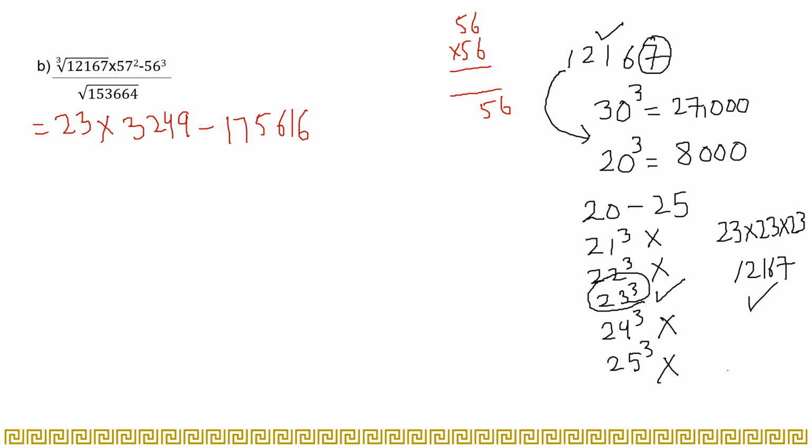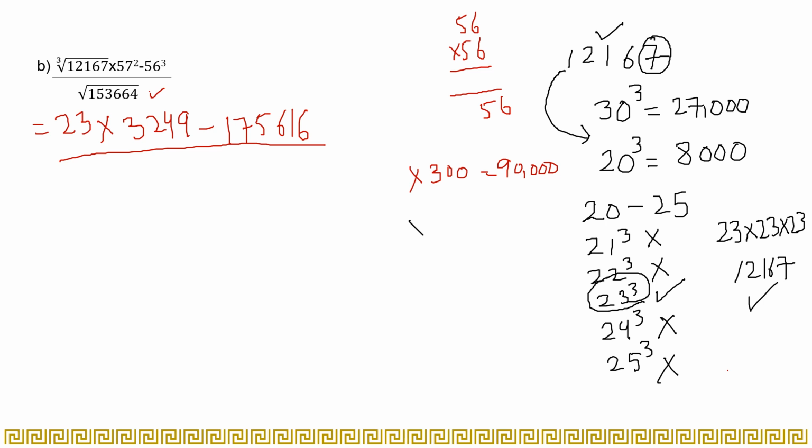175,616, right? And now divided by, look at this number, 153664. Now this number is quite great and we have to look for the square root of this number. That is, by multiplying two numbers we should get this number. So it's better to try a larger number. Maybe we can try 300, right? When you multiply 300 two times, what do you get? You get 90,000. That means this number is not a good choice.